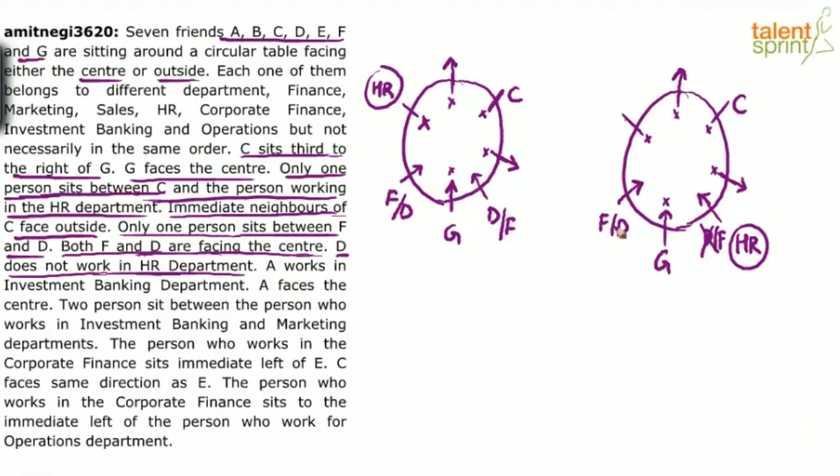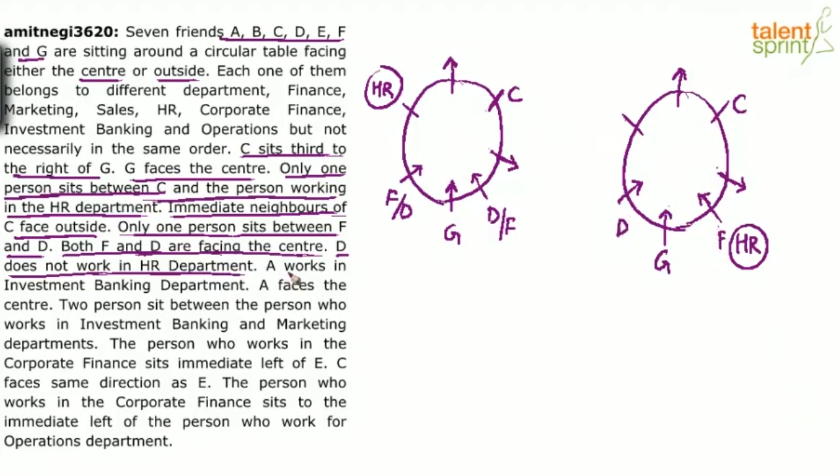If D cannot come here, definitely D comes here. So F cannot come here. Are you able to follow? D does not work in HR department. So F works for HR department and D works here. Then A works in investment banking department. Let me just clear all these markings here so that we can consider other possibilities. I am clearing this part also. F works in HR department and D works here.